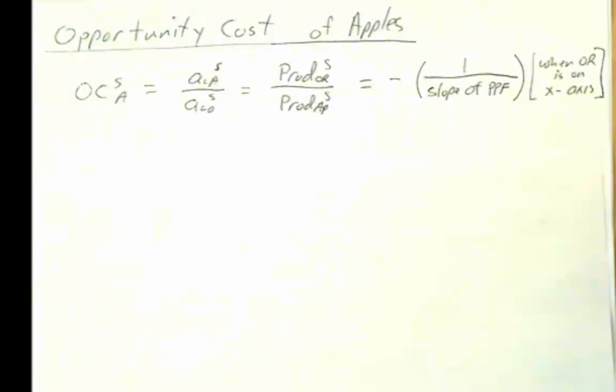Is this just because it's on the y-axis, right? So if I change the products for apples and oranges and call them something else, you're going to have to keep track and make sure you identify which one is on the horizontal or vertical axis.